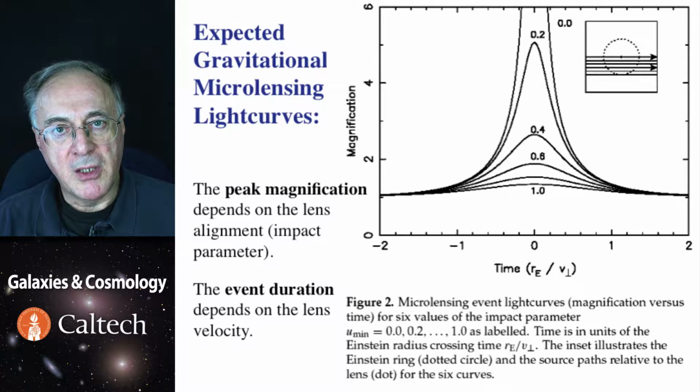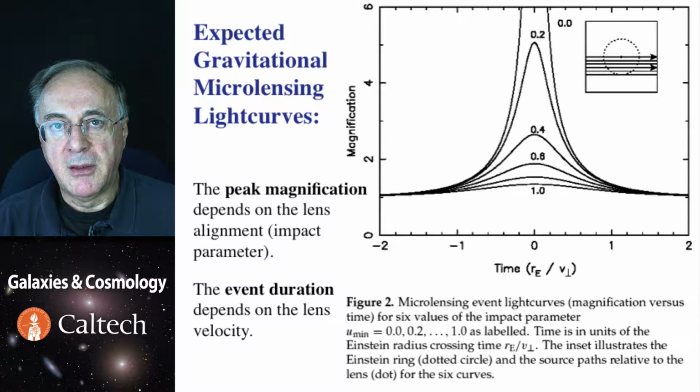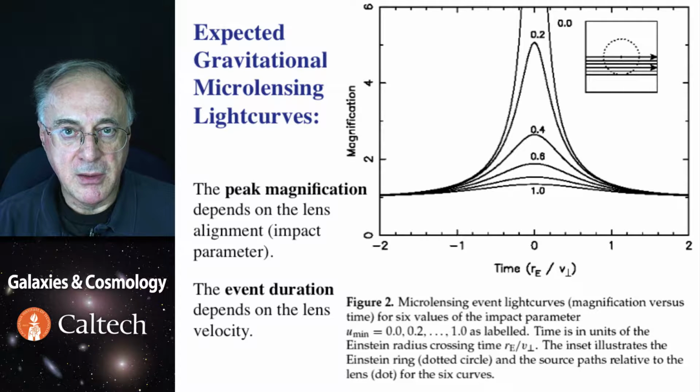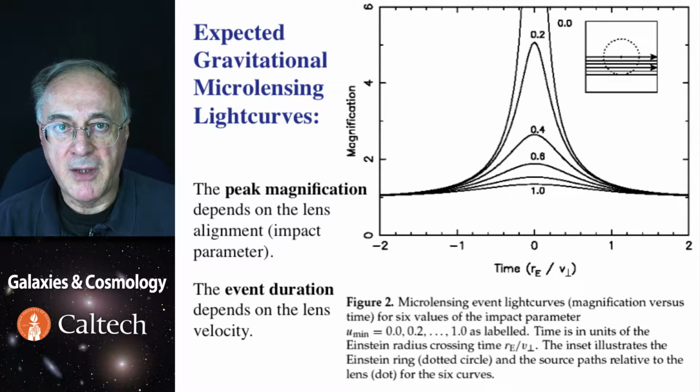The peak magnification will depend on how well aligned the passage is. The closer, the better, of course. And how long the event lasts will depend on the velocity of the lens relative to the line of sight. Faster moving ones will cause shorter events, obviously.